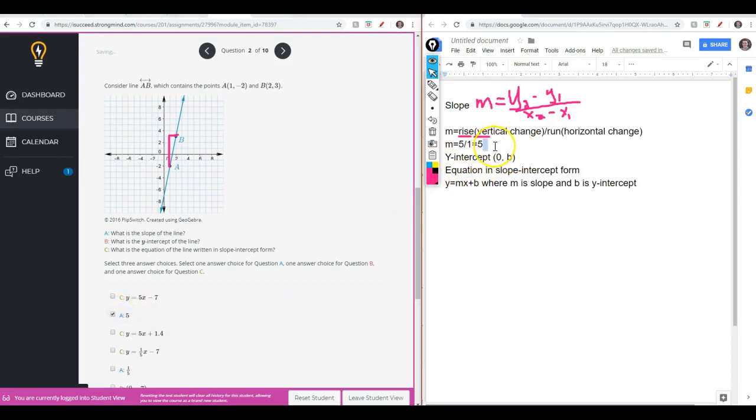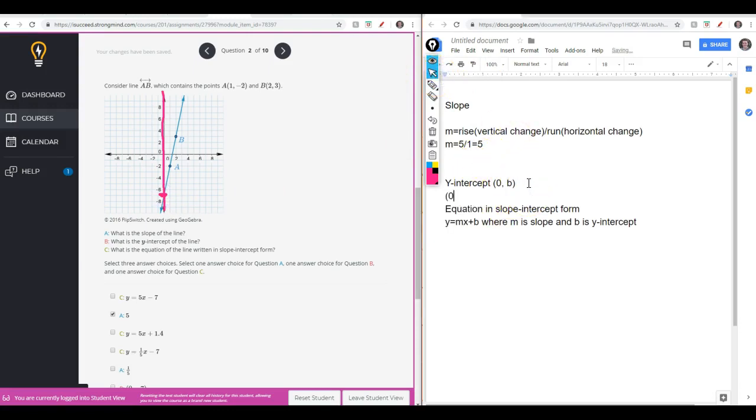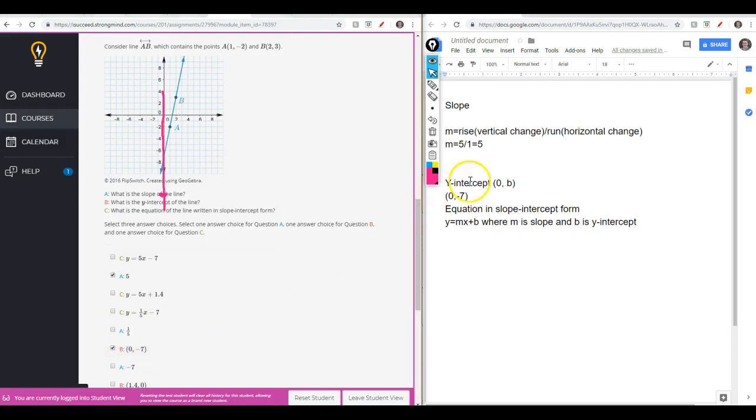So now the y-intercept is what it wants for B. So for the y-intercept, I'm going to look on the y-axis right here, and I want to see where the line intercepts, and it hits it right here at this point, -7. So the y-intercept for this question is (0, -7). So I'm looking for (0, -7) for B.